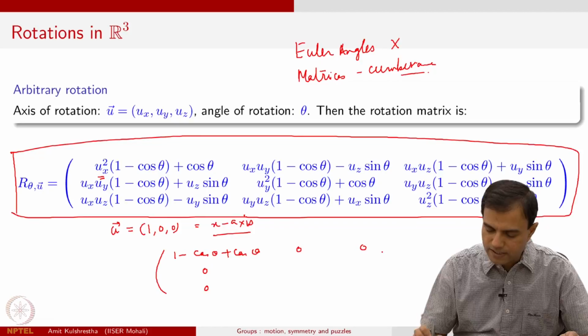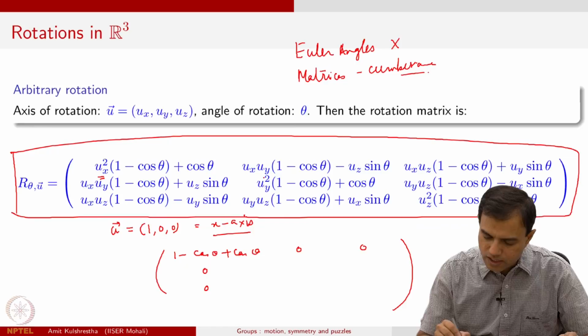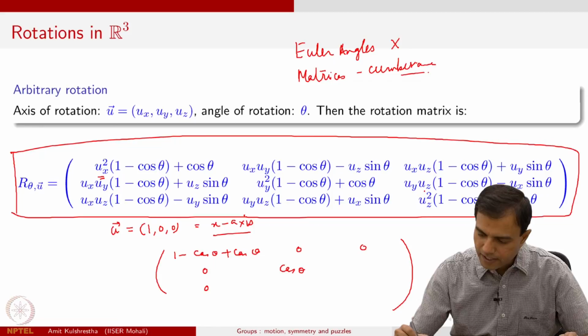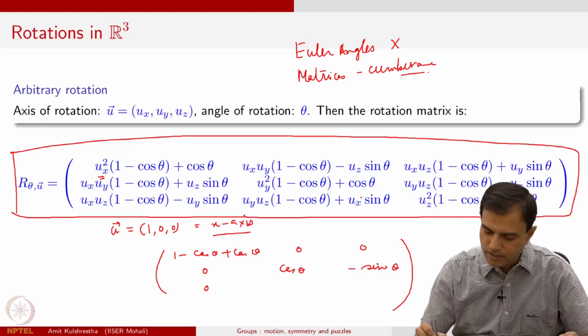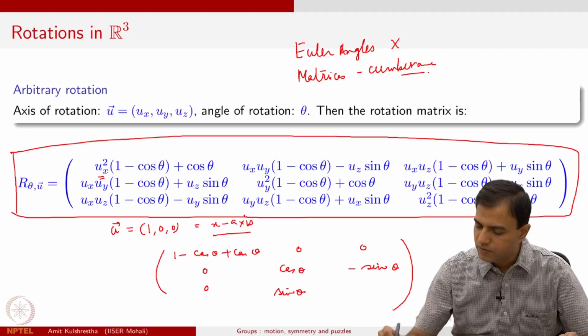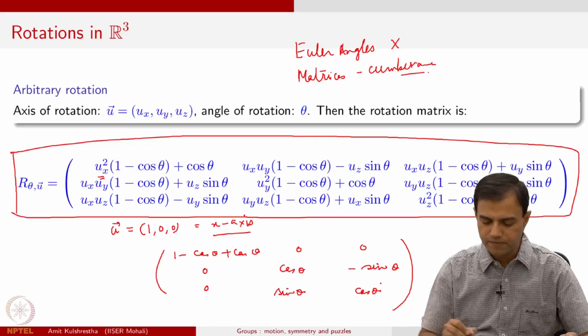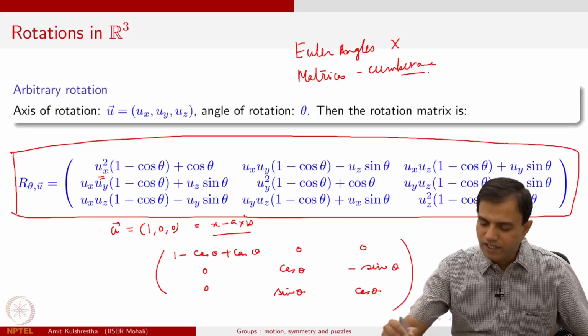What about other terms? Let's see. Uy square, so this term is going to be 0, so what is going to remain is cos theta. And here the only term that is going to survive is minus ux sin theta. So you have just minus sin theta. Here uy uz, so this term will go away. What will remain is ux sin theta, ux is 1. So you have sin theta, and uz square, uz is 0. So what you have is cos theta. So you indeed have the matrix that I had shown you in the beginning of this lecture. But again, working with these kinds of matrices is very cumbersome, and this is not the approach we should be taking.